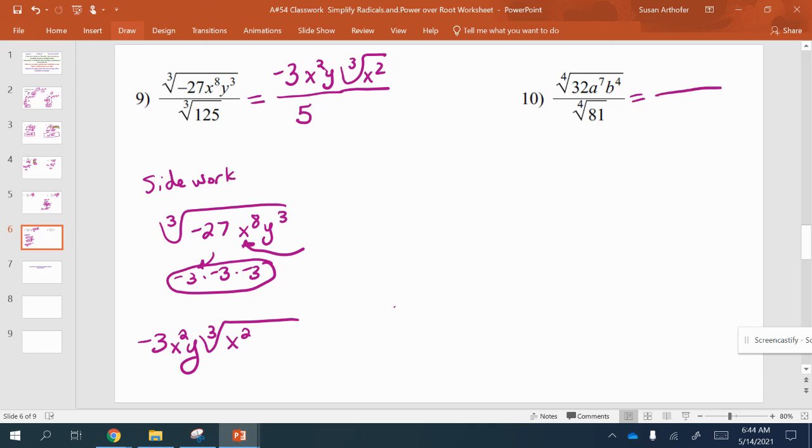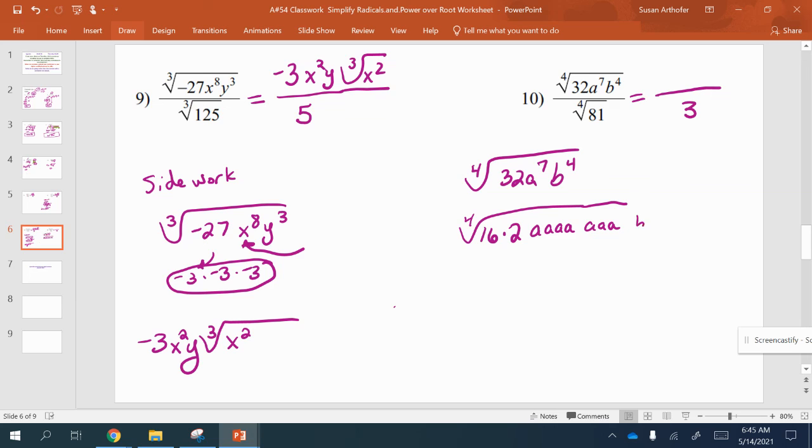Okay, the fourth root of 81 is 3. And then we'll do the fourth root of 32a7b4. So what can I break 32 up into? If you look on your chart, you'll see that 2 to the 4th is 16. So I can break up 32 into 16 times 2. And then the a to the 7th, it takes 4 to get out. There's 4, 5, 6, 7. And then the b to the 4th, it takes 4 to get out. So we'll be all set.